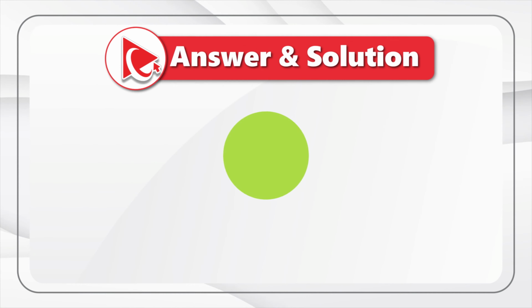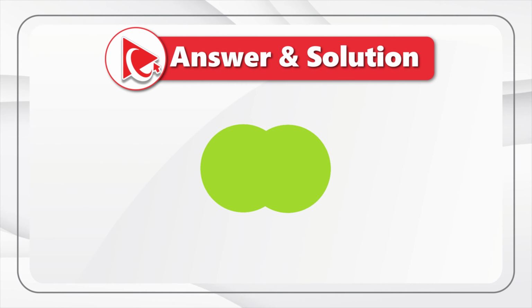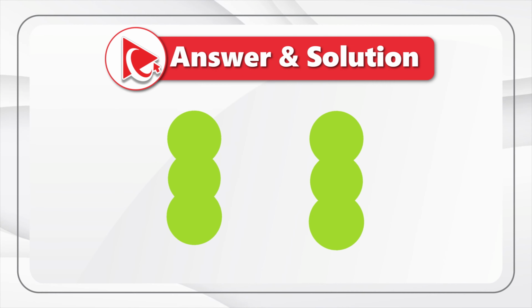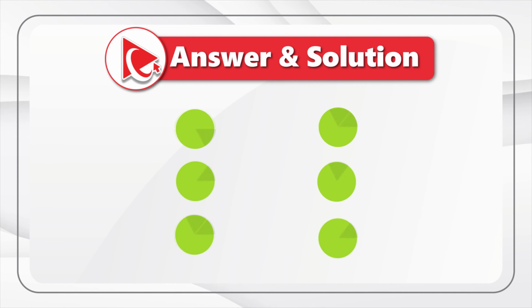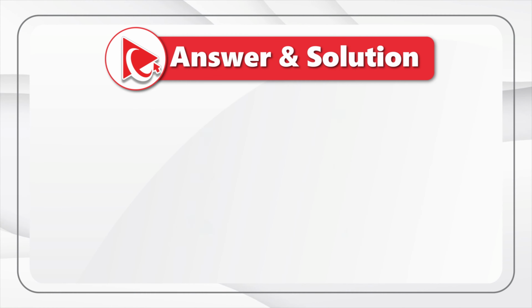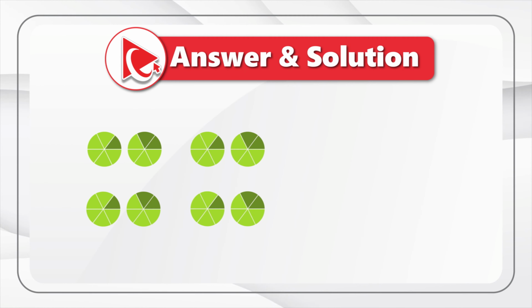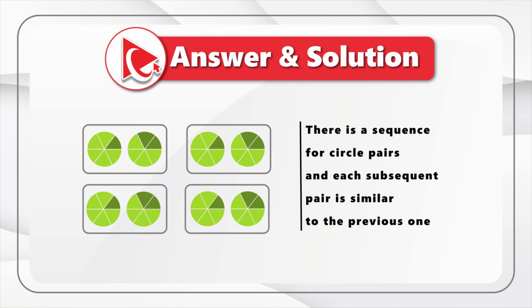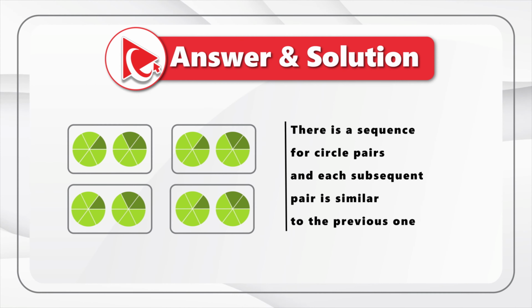To answer this question, we need to detect the pattern. And the pattern here is very simple. Each circle is broken down into sections, with darker sections and lighter sections. And if you look closely, you will see that all circles are grouped in pairs. And the pattern is hidden in the sequence of circle pairs, with each subsequent pair being similar to the previous one. Let's take a close look.